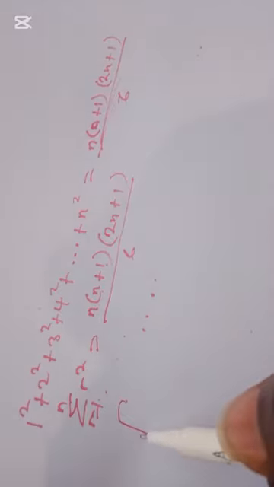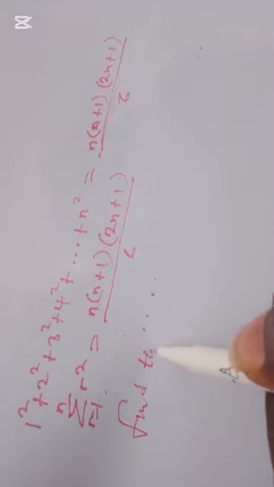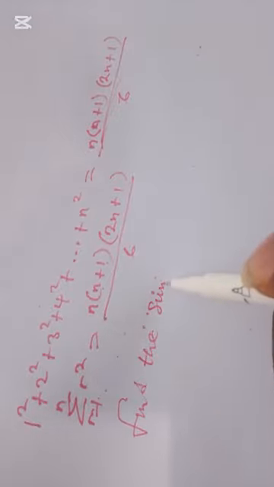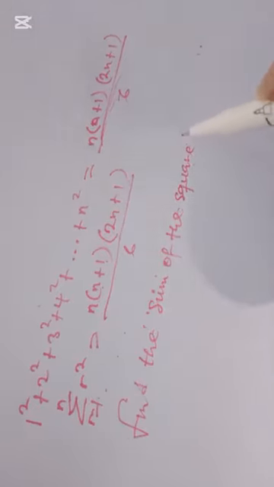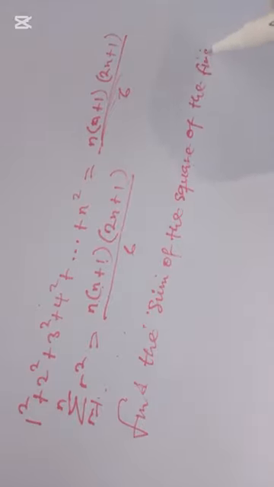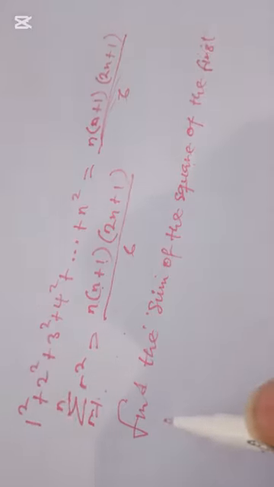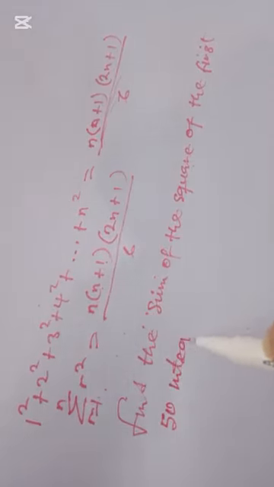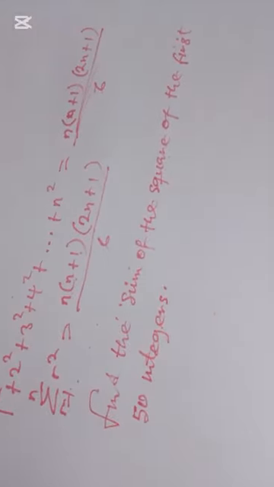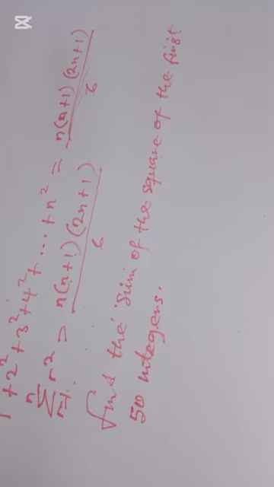Okay, now I will find the sum of the square of the first 50 integers. So that tells us our n is 50, because that's the number of terms we are looking for.